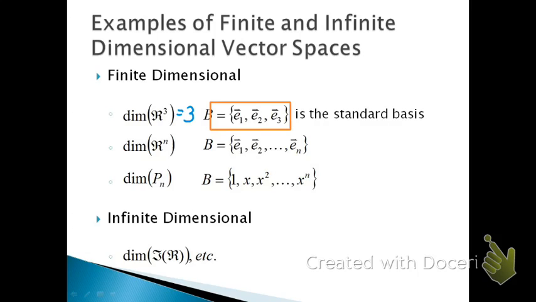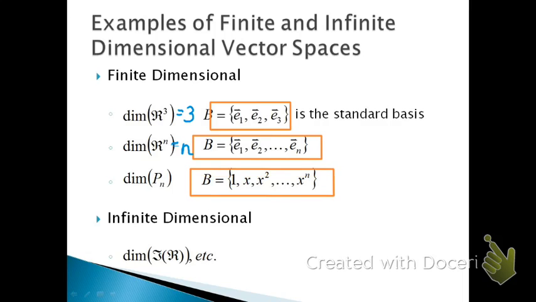Likewise, the dimension of Rn, if we look at the basis here, which is e1 through en, would be equal to n. If we look at the dimension of the polynomials P sub n, in the general form, my basis is 1, x, x squared, up to x to the n. Therefore, we notice that the dimension here would be n plus 1. Again, the dimension is just the number of vectors in my basis.